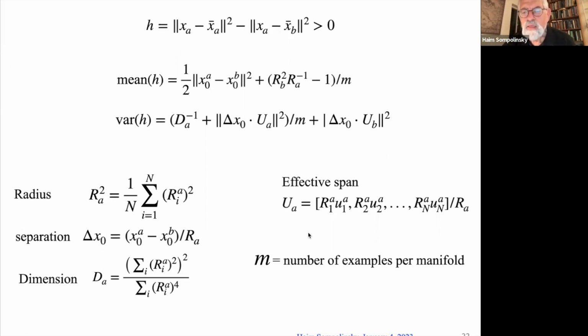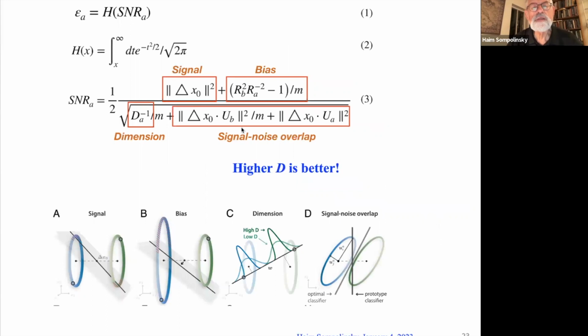Okay, now another quantity which is important is the effective span. Again, the span may be the full space, but the effective span is the span, but weighted. Each direction is weighted by the radii. And now I go with this, and n is the number of examples per manifold. And now if I put everything here, this is the result that we get.